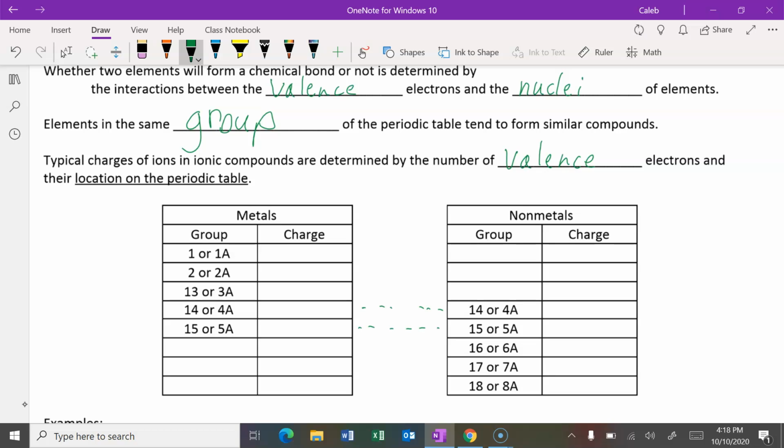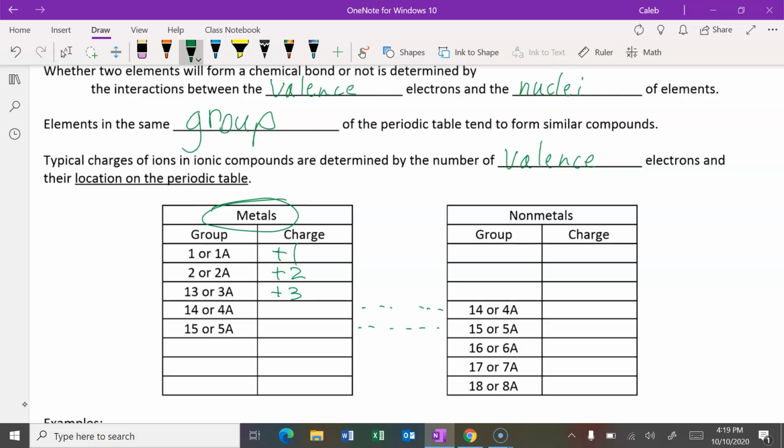Group 1 or 1A always has a charge of positive 1. Group 2 or 2A is always positive 2. Group 13 or 3A is usually positive 3. And remember, this is if they are metals. Okay. And group 1 and 2 are always metals except for hydrogen.